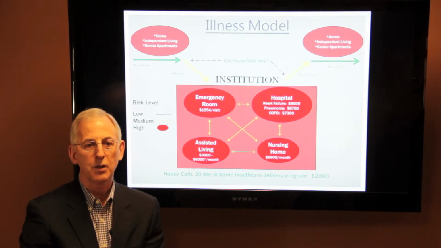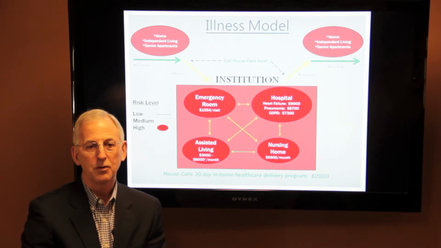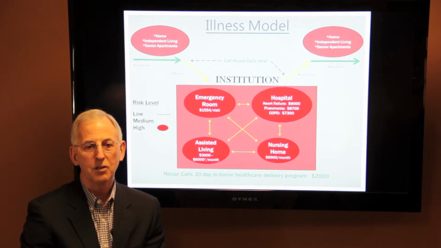It's an illustration of what happens when an elderly person becomes ill and then hopefully recovers again. Let's walk through this illustration, beginning at the green line on the left side, and discuss what can happen when an elderly person faces an illness.